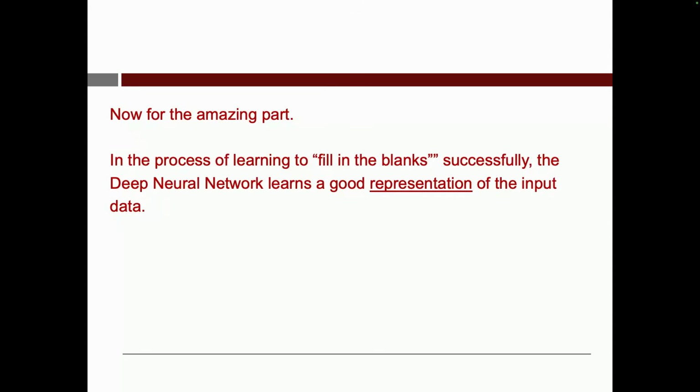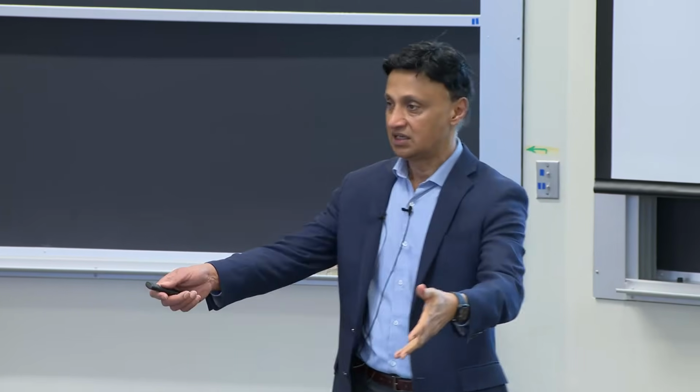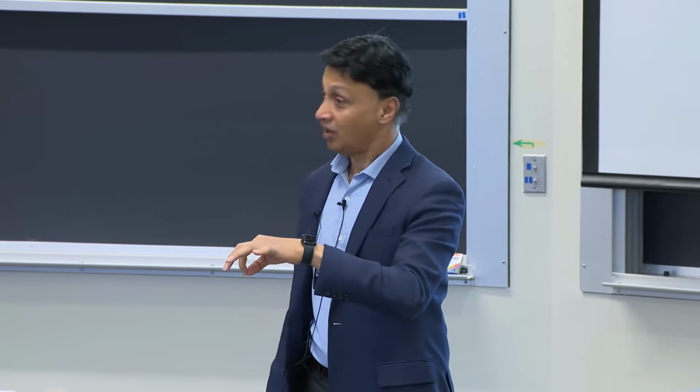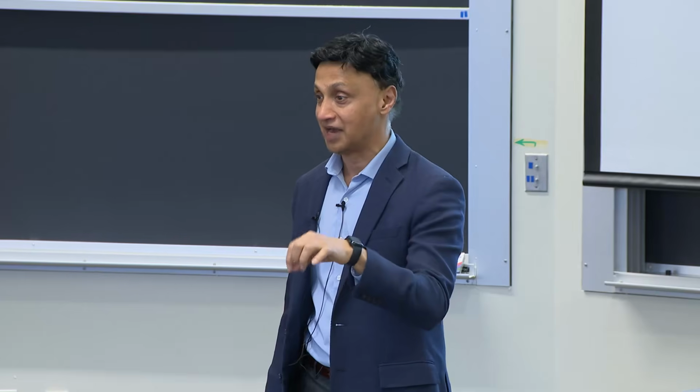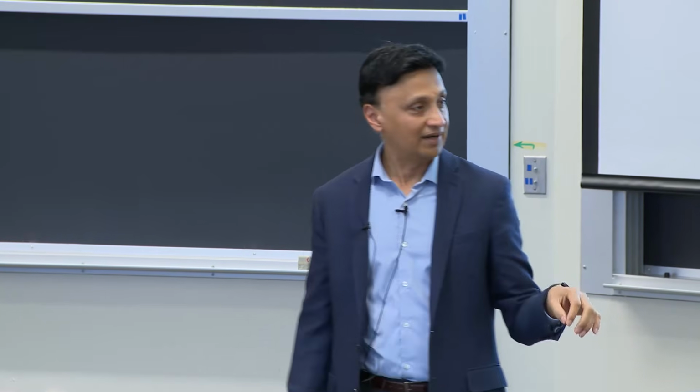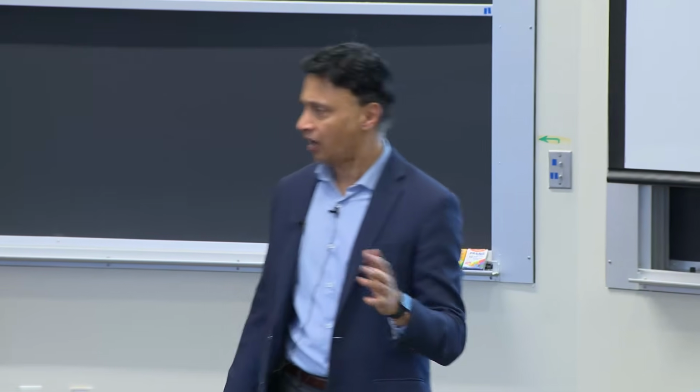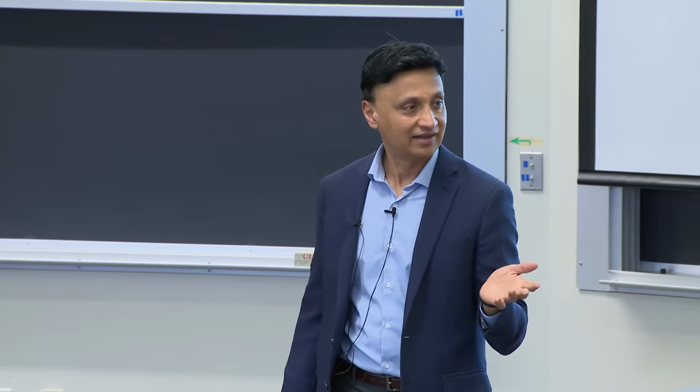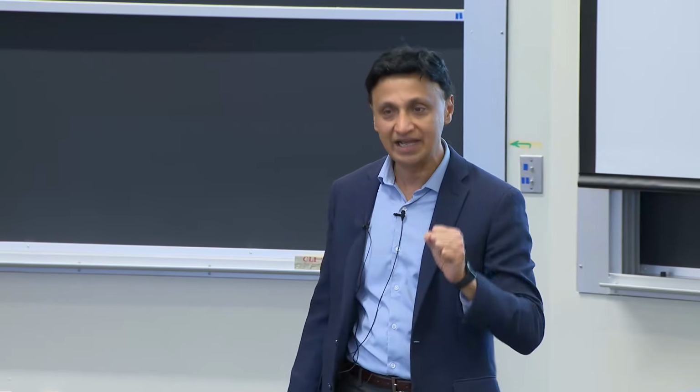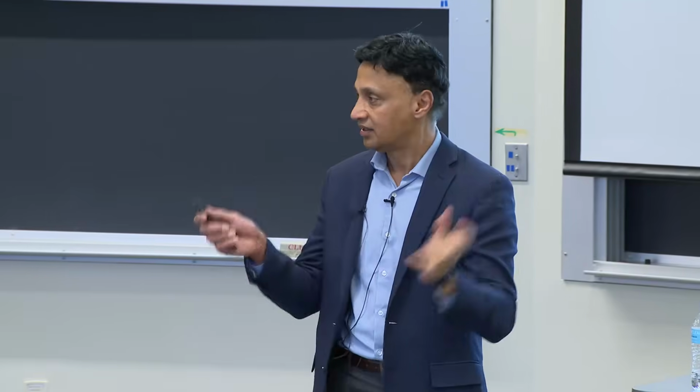Okay? So now for the amazing part: in the process of learning to fill in the blanks, the network learns a really good representation of the kind of input data it's seeing. And it kind of makes sense, right? Because if I give you a sentence with a few missing blanks, and you're able to very successfully fill in the blanks, you have learned a whole bunch of stuff about the world to be able to do that. Right? If I say the capital of France is dash, and you say Paris, okay, how did you know that? It's sort of like that. By learning to fill in the blanks, you really have to learn how all these things work, all the connections between various words and so on and so forth.